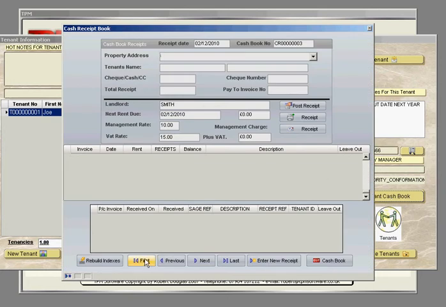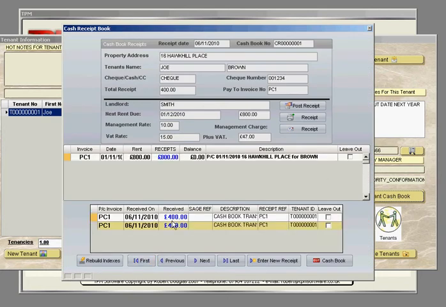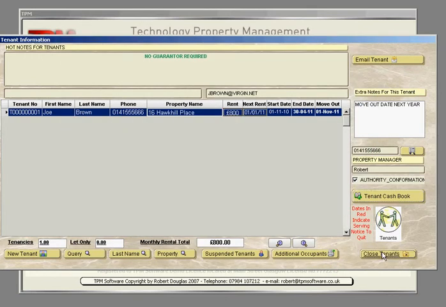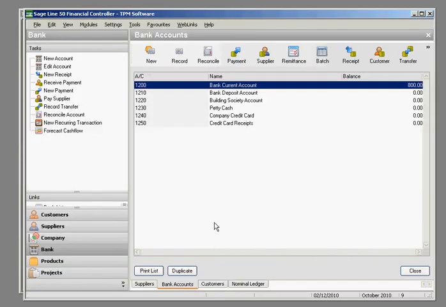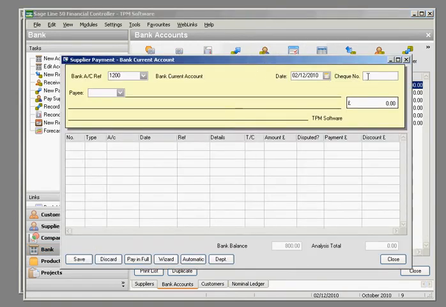And if we go back to the first record, there's the transaction there, £800. So exit cash book, close Tenants, go back into Sage. So now, once we receive that money in TPM, we pay it to the landlord right away. But if you're using Sage, you would do the imports and go into bank and pay a supplier, which of course is Landlord Smith.